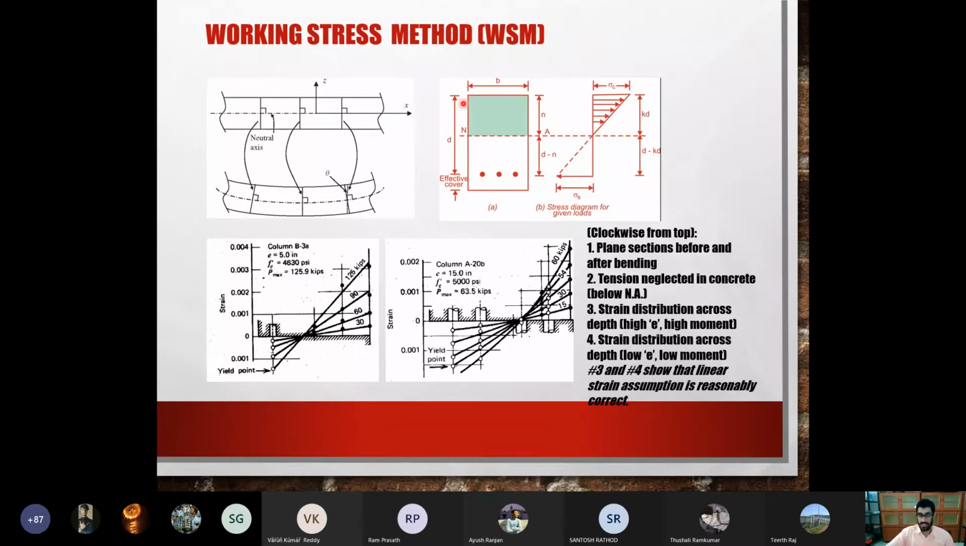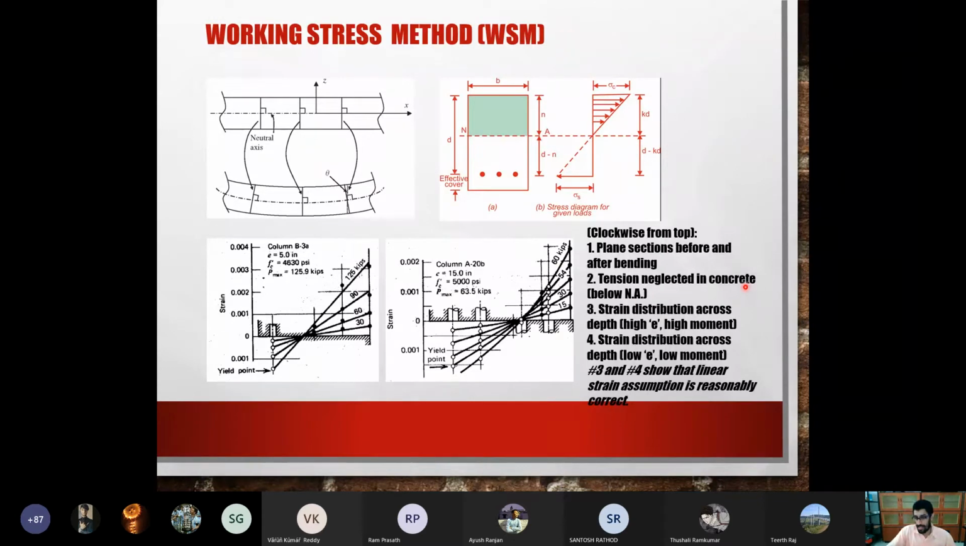So in the working stress method, they identify the neutral axis. Because this is a composite section, it's not homogeneous, your neutral axis will not be at the middle. It will be somewhere either below or above the middle, depending on how much reinforcement you have. If it's a homogeneous beam like steel, the neutral axis will usually be right at the middle. Here it's not the case. So the whole depth may be divided as kd and d minus kd.